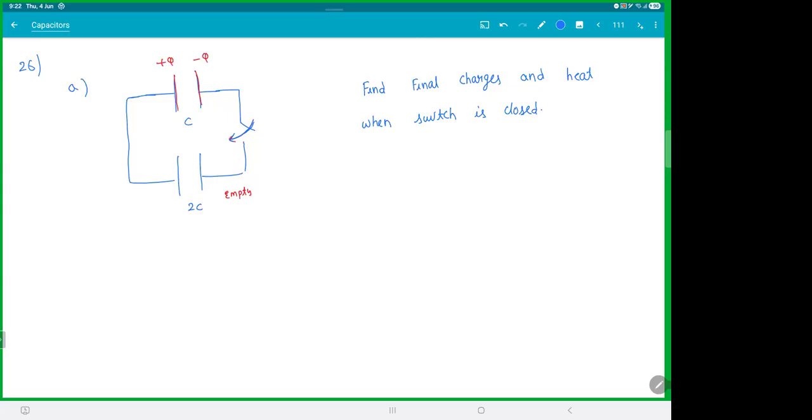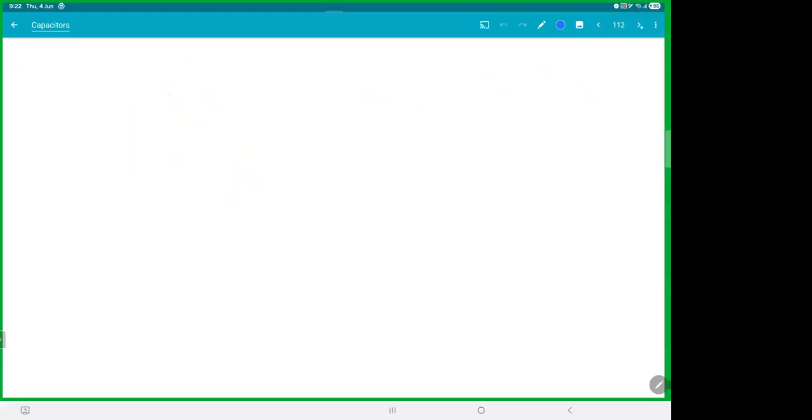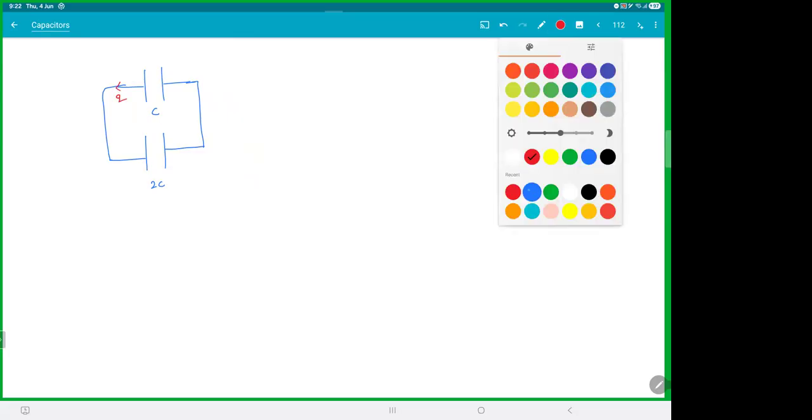Okay, let's see. So how do you solve these kind of questions? Listen to the process. The process is important. If you got the process, then you can handle any variations of this. So when you close the switch, this was 2C and this was C. This is how we start. Assume charge Q has flown from the capacitor. So assume charge Q is going from any one capacitor.